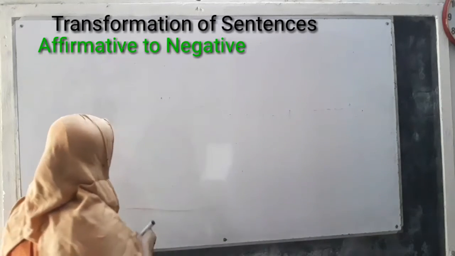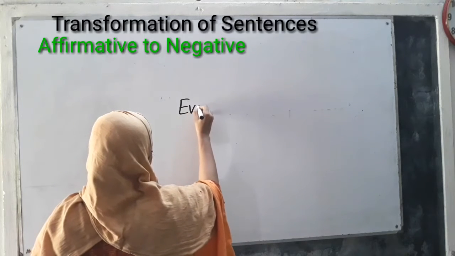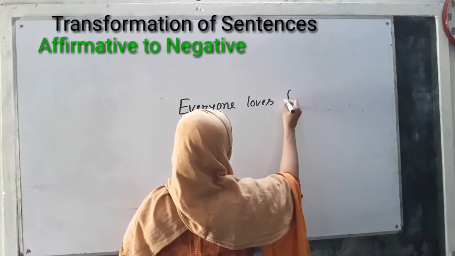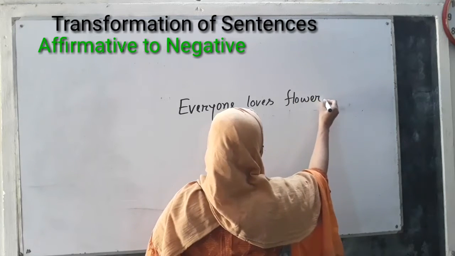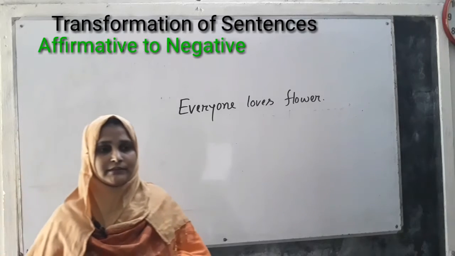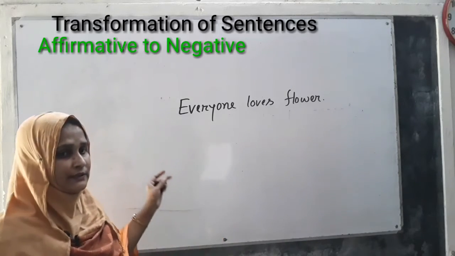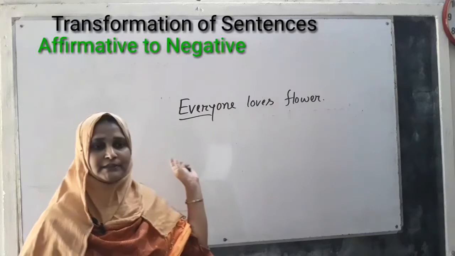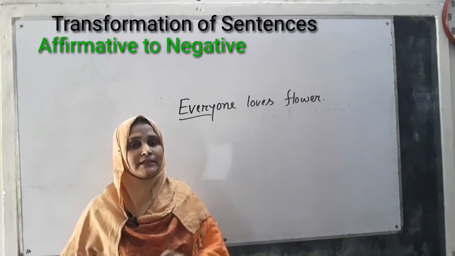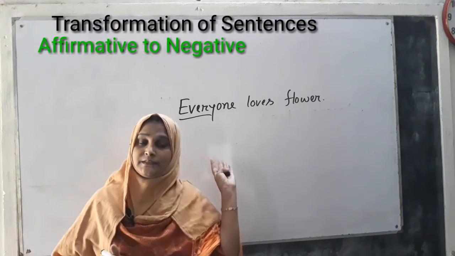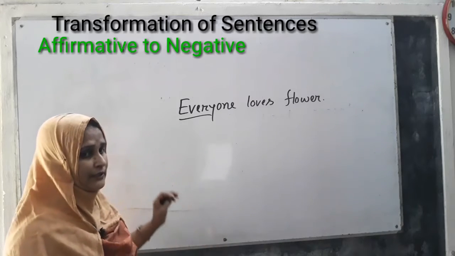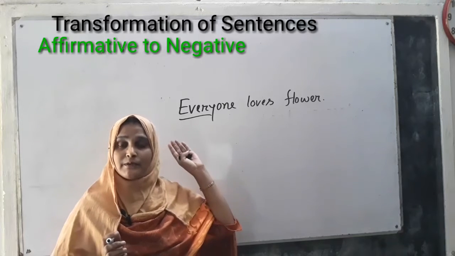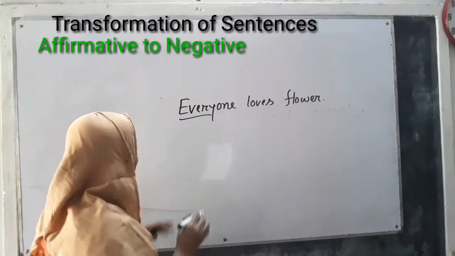Now learners, everyone loves flower. Everyone loves flower. If there is "every" used in the affirmative sentence, it has been replaced, "every" has been replaced, there is no. Then every next word sits plus "but" plus extension of sentence.